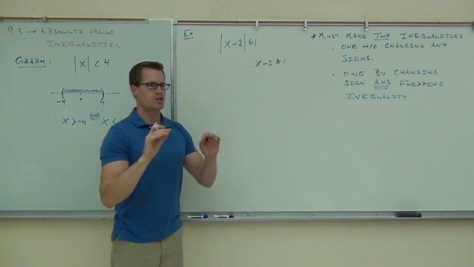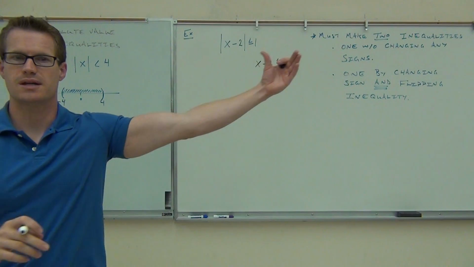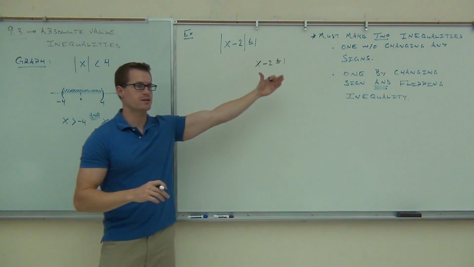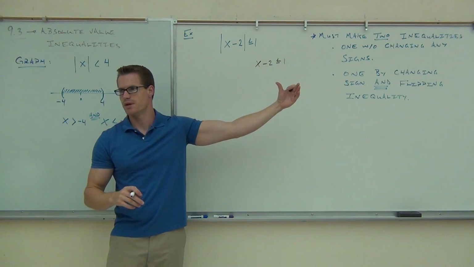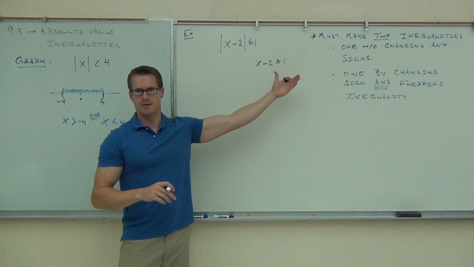Perfect. First one, I don't change anything. It's just like I get rid of my absolute value. By the way, draw this one on the right side of your paper. Okay, do the first one on the right side. Trust me on this, it's going to be a lot easier for you if you do that. Put this on the right side of your paper. You with me? You'll see why in a little bit.